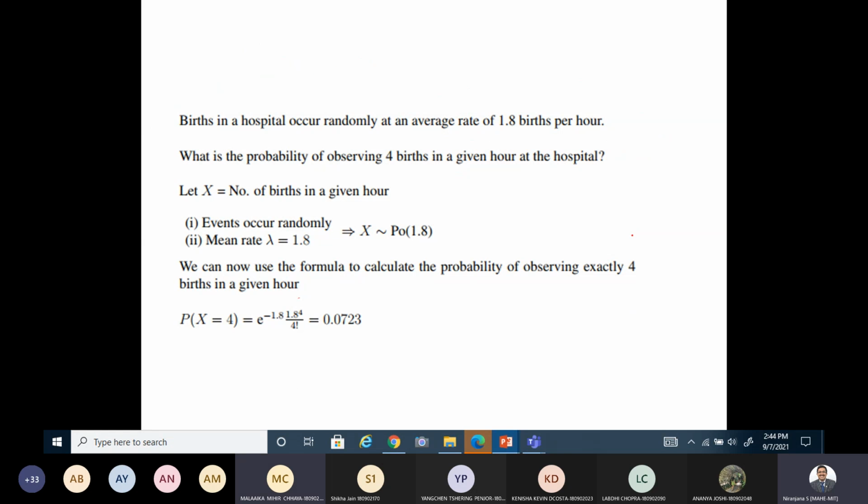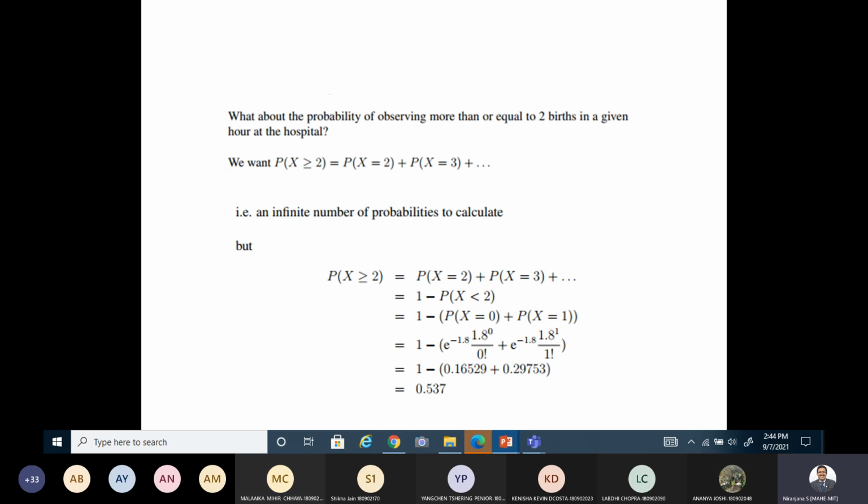Sir, so the 2 points that you've written, events occur randomly and mean rate lambda is equal to 1.8, these are just part of the explanation, right? Correct, just part of the explanation. Okay, sir. One more example is given, you can just go through it.